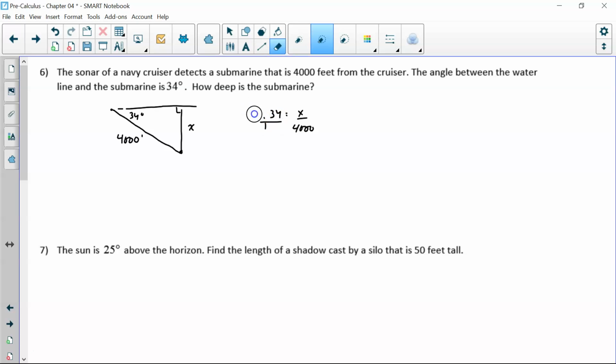Oh, sorry, not tangent. Opposite over hypotenuse is the sine. Excuse me. So x equals 4,000 sine of 34. So x equals about 2,236.8 feet, or 2,036.9 feet. That would be the depth of the sub from the surface of the ocean.